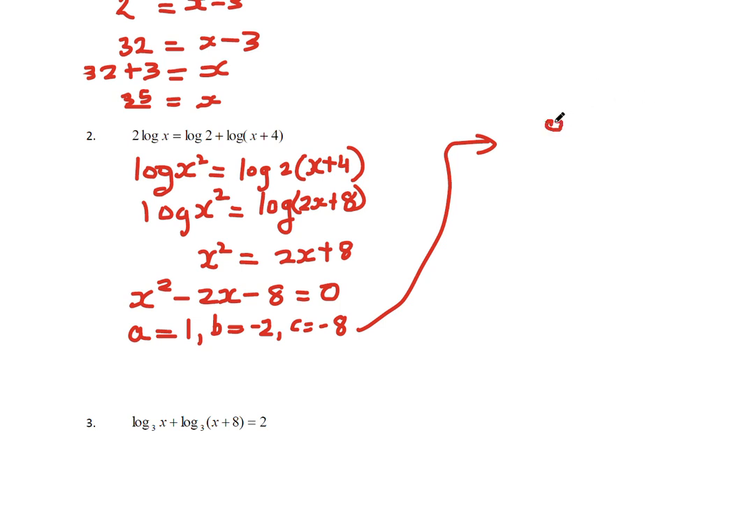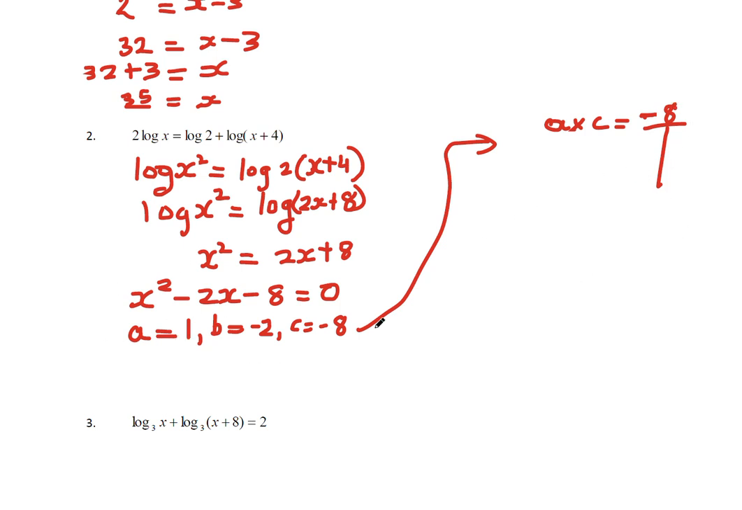So to solve for x here, we're going to factorize the quadratic equation by multiplying a by c. When we multiply a by c, that's 1 multiplied by negative 8, which is negative 8. And then we're going to try and find two numbers that we can multiply to give us ac, which is negative 8, and also add to give us b.